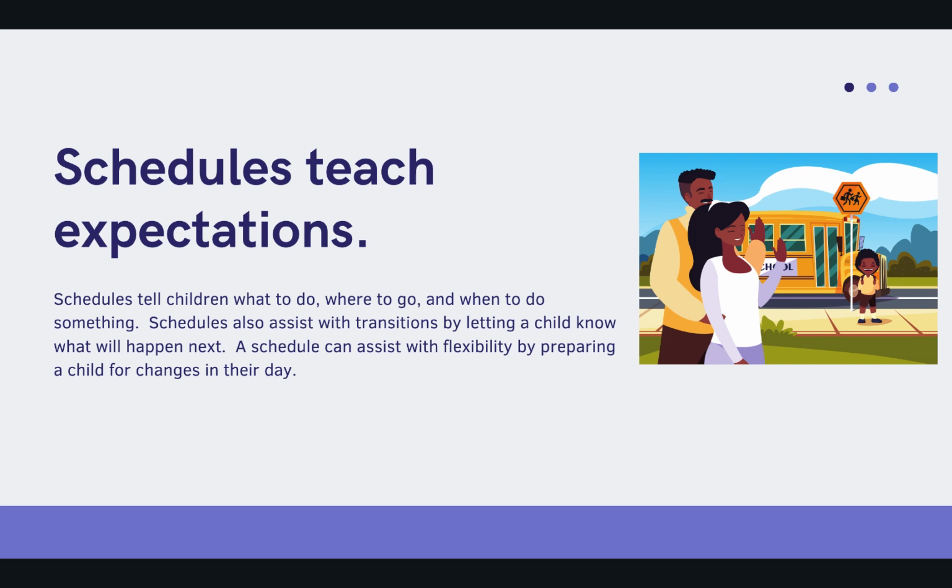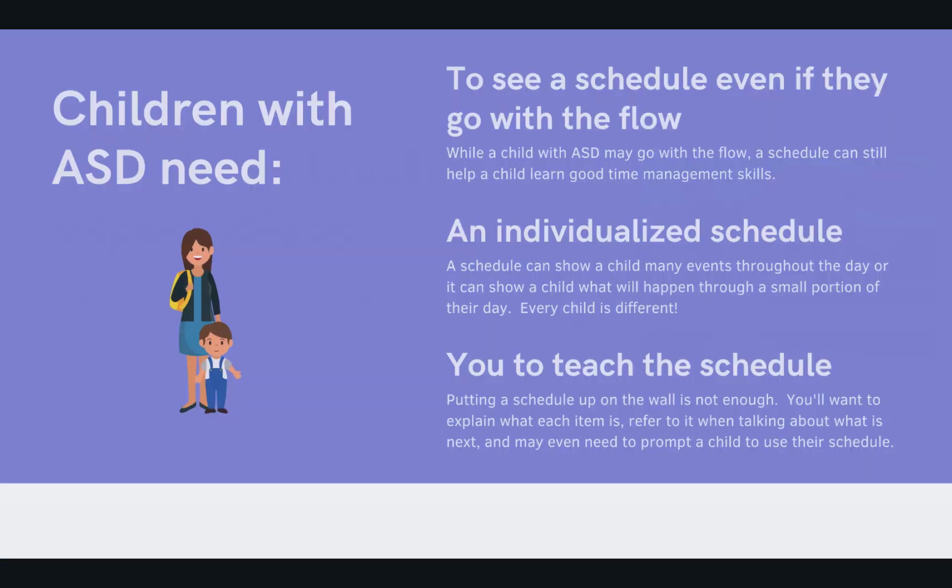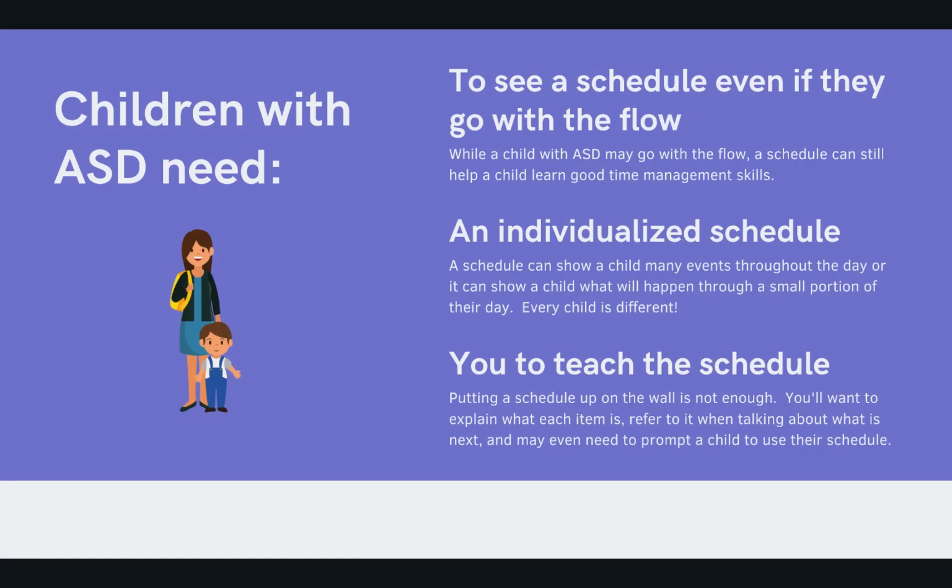Schedules teach expectations. Schedules tell a child what to do, where to go, and when to do something. They also help children who struggle with transitions by alerting them to what will happen next. A schedule can assist with flexibility by preparing children for changes in their day. Children with ASD will need to see a schedule even if they seem like a go-with-the-flow kind of child. Ultimately, a schedule will help with overall time management as the child experiences more activities in their day.